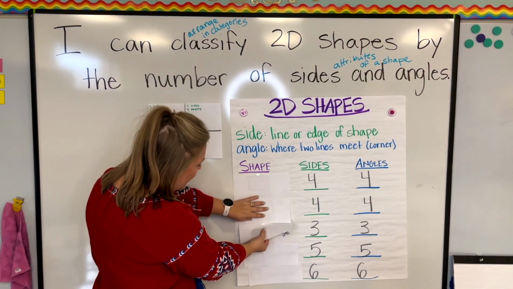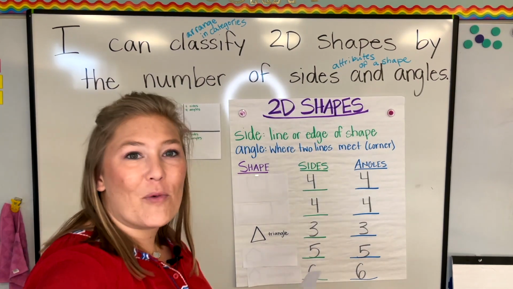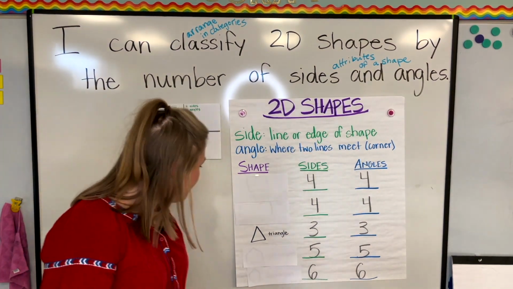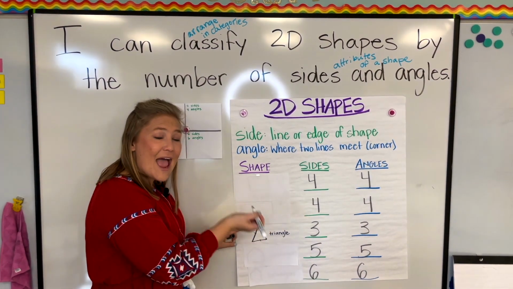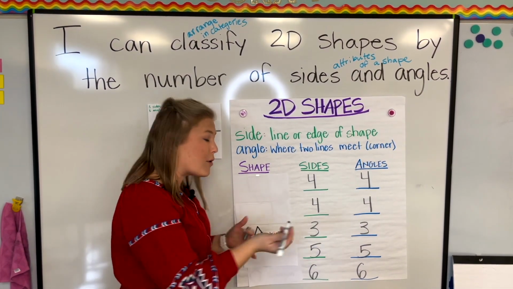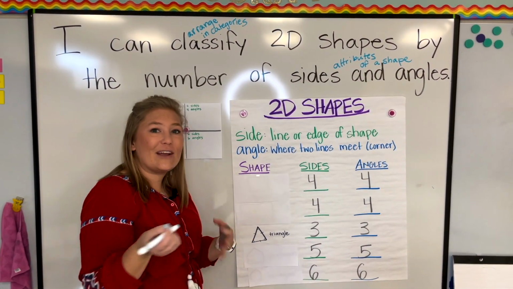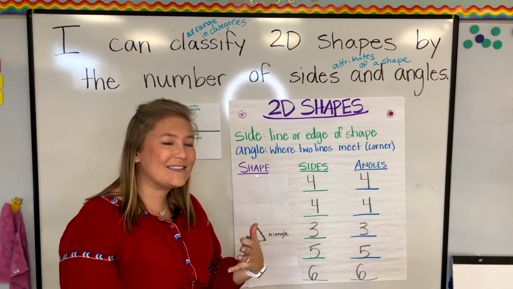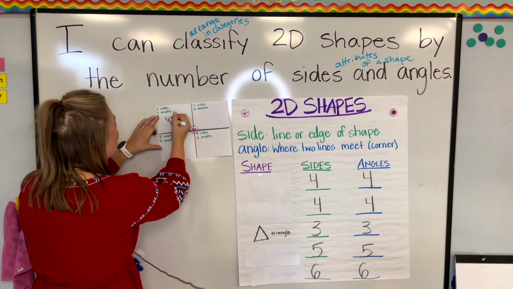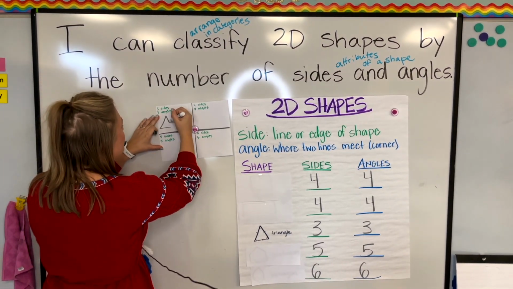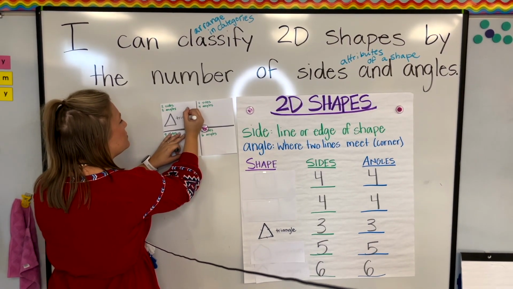If you guessed a triangle, you are absolutely right. So when I think about a triangle, I can count my sides, 1, 2, 3, and then I can also count my angles or my corners, 1, 2, 3. So my triangle does have 3 sides and 3 angles. Nice job. What you're going to do at home is now draw your triangle right here and then write triangle.